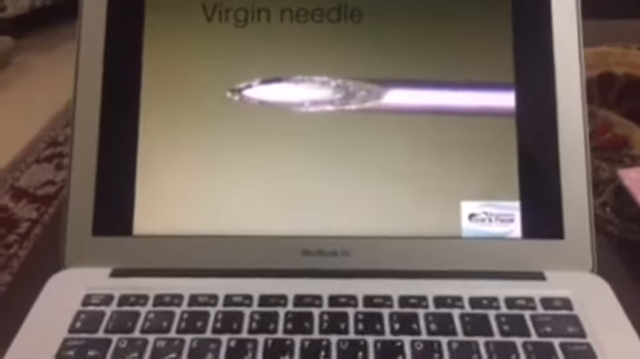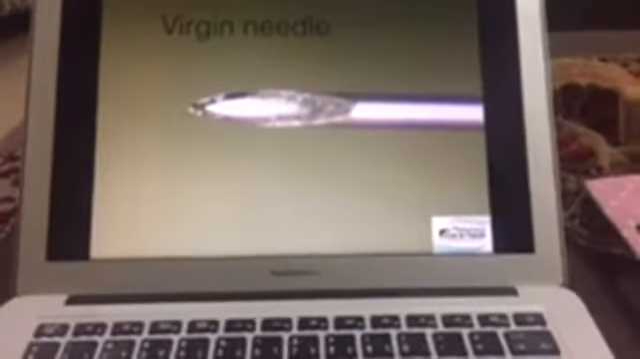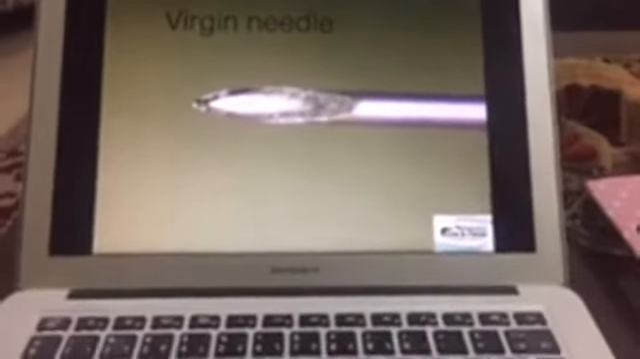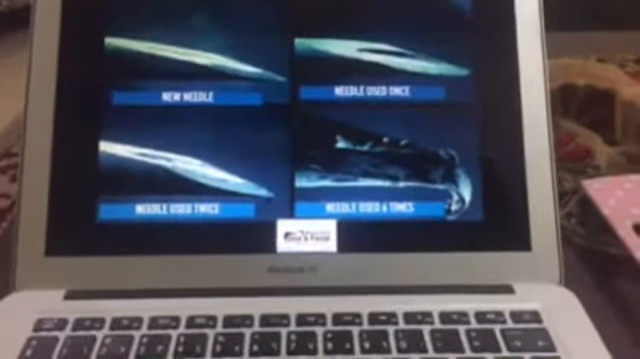Okay, we have some secrets to create a painless injection for my patient. I prefer to use different needles. Why? If you see, this is a used needle. If you are injecting once, your needle will become bent, or extremely bent like this. So it will be very painful when you're injecting your patients.